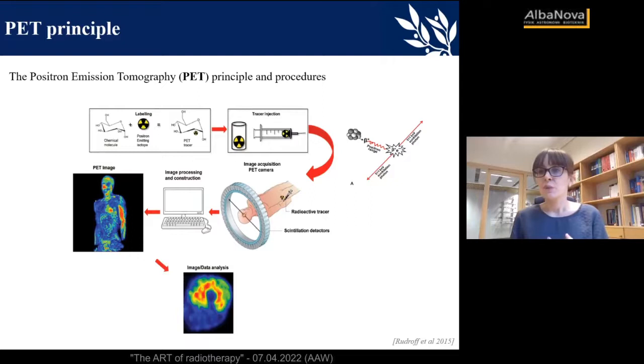So this means that we would have a higher accumulation of the tracer, of the uptake, in the brain, for example, or in the heart, but also in the tumor, because tumors are very well known to have an increased metabolism, rapid turnover, etc. So this would give us the possibility to visualize the areas where there is increased metabolism and where tumors are.